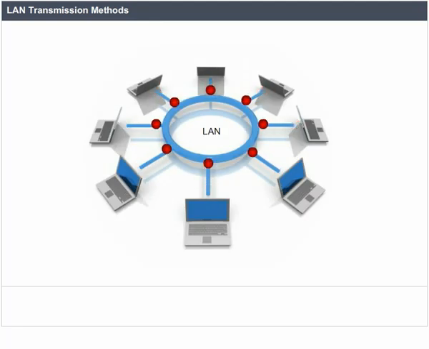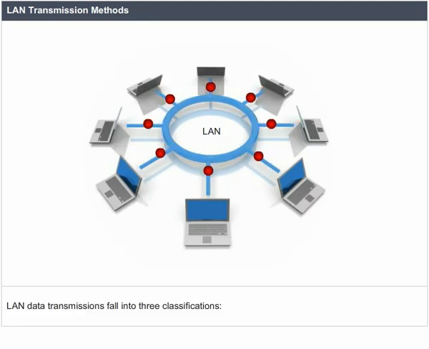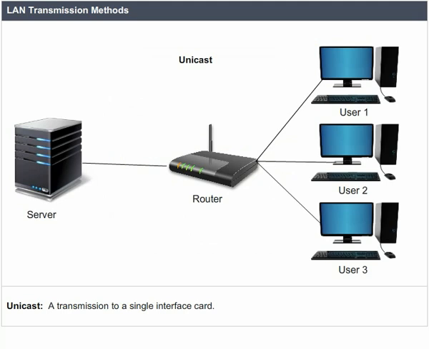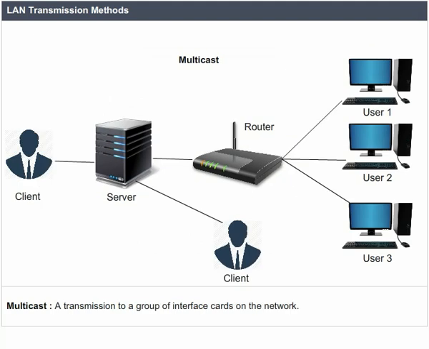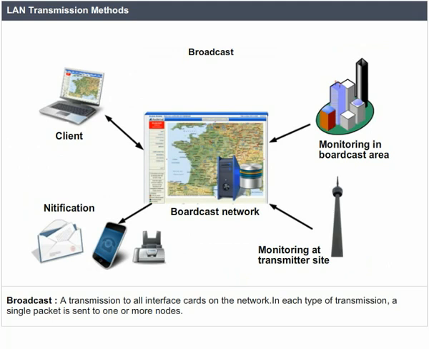LAN transmission methods. LAN data transmissions fall into three classifications. Unicast, a transmission to a single interface card. Multicast, a transmission to a group of interface cards on the network. Broadcast, a transmission to all interface cards on the network. In each type of transmission, a single packet is sent to one or more nodes.